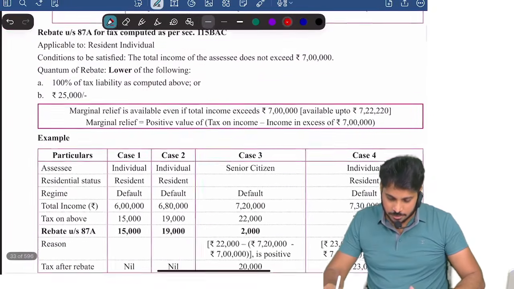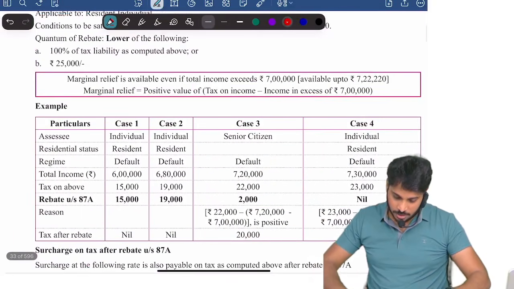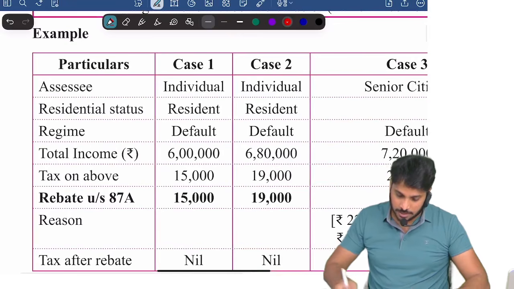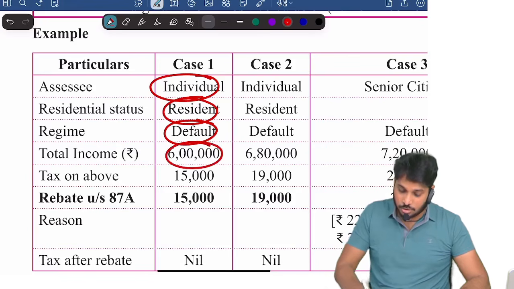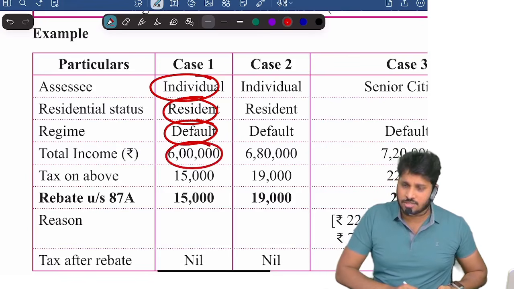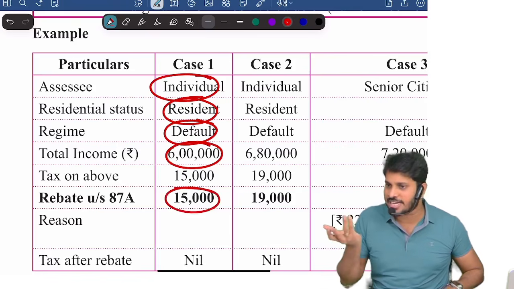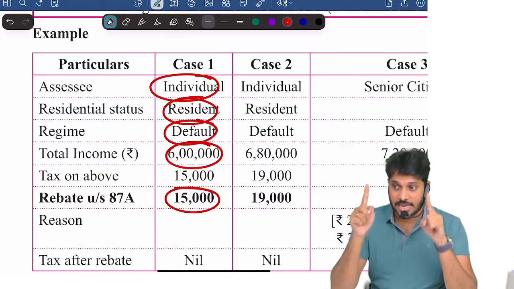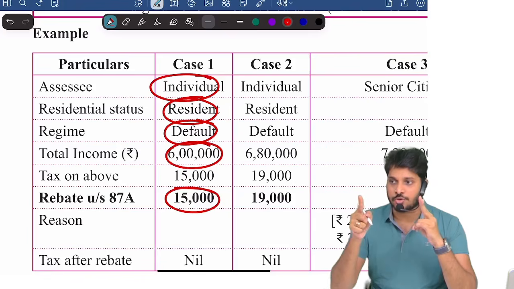Then next example. What is the next? Oh, another rebate. Okay, no problem. What are they asking? Now, first, individual resident. Regime is what? Default tax regime. Total income is what? 6 lakh. How much is the tax on total income? 6 lakhs. 3 lakhs into 5%, 15,000. 15,000 rebate you can claim. Correct? Under default tax regime, if the total income is not exceeding 7 lakh, rebate up to 25,000 rupees you can claim.